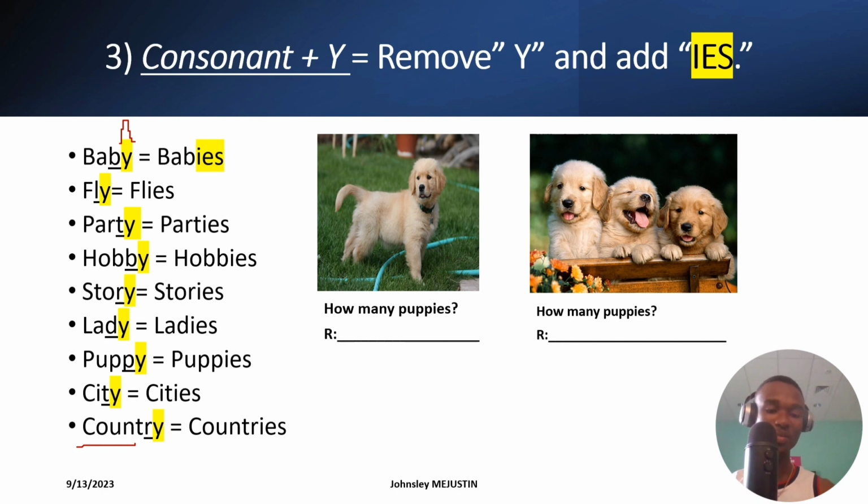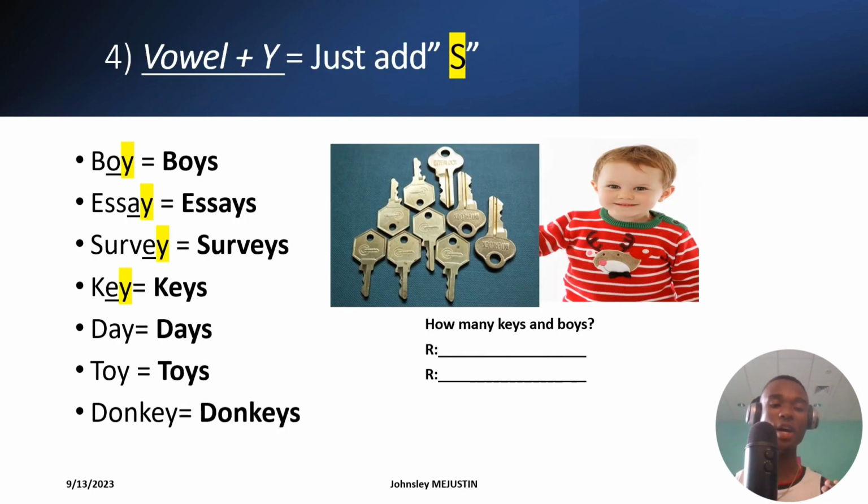You see? So puppy, we have that Y which follows a consonant. Then what we do is we remove the Y and we add IES. So this is pretty straightforward, very easy. When we have a vowel which is followed by Y, this is easy. Just add S. When you have a vowel which is followed by Y, you just add that final S.